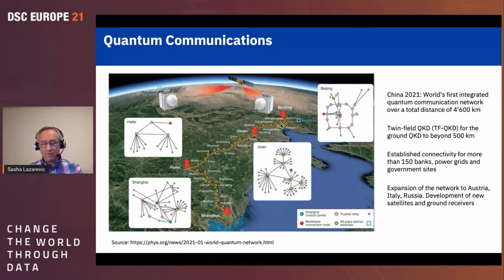you need to re-encode your message to send it further. So this point can be a weak point. If somebody has installed a malware, then basically you can secure everything, but this can be the entry point for the hackers. So they have used this twin field QKD, and now it's much better than the previous version. They continue working on this technology together with research groups from Austria, Italy, Russia, also developing some new generation of satellites.